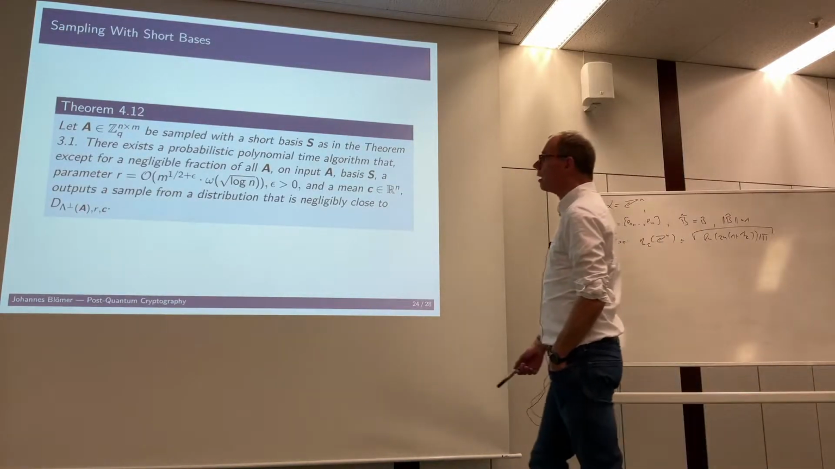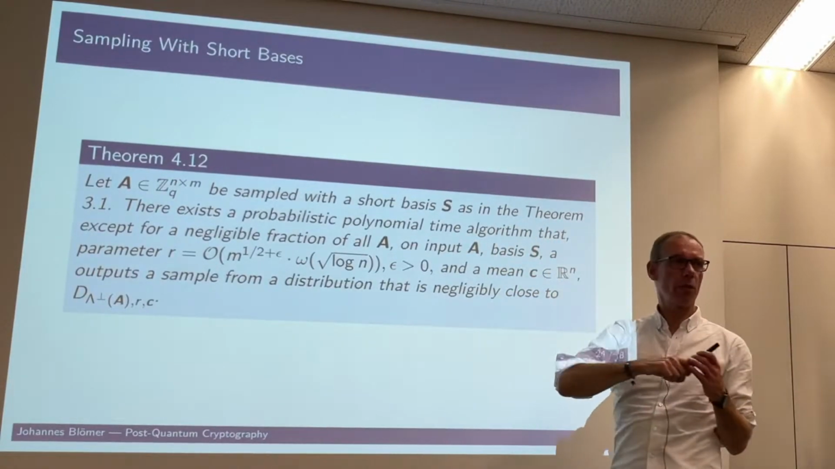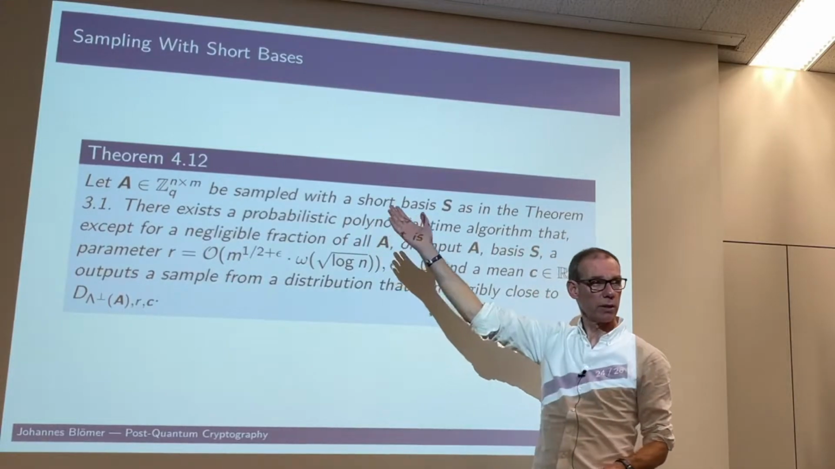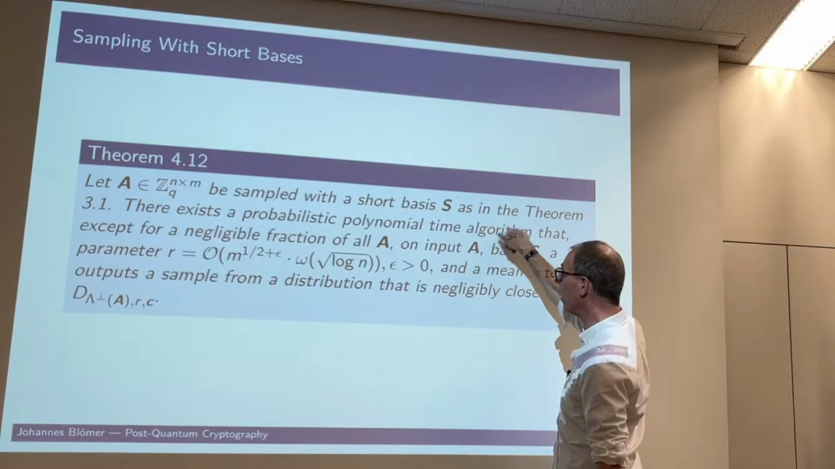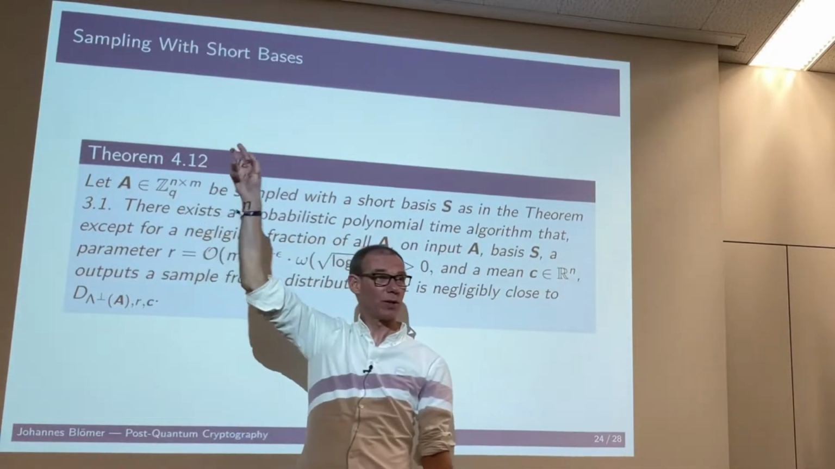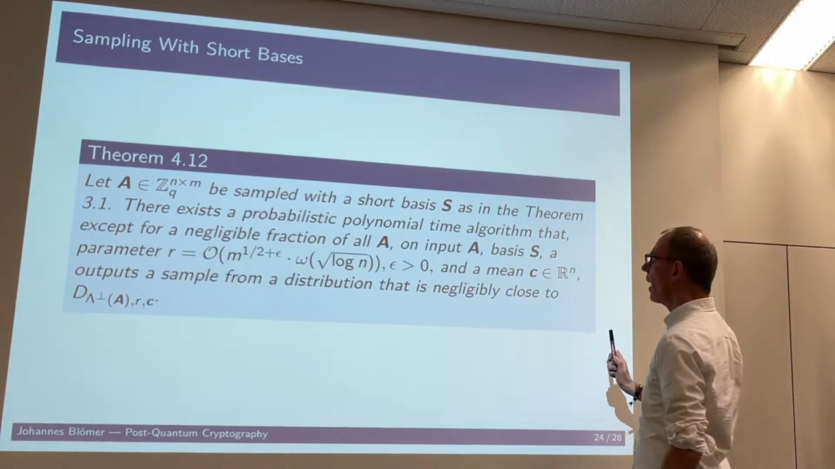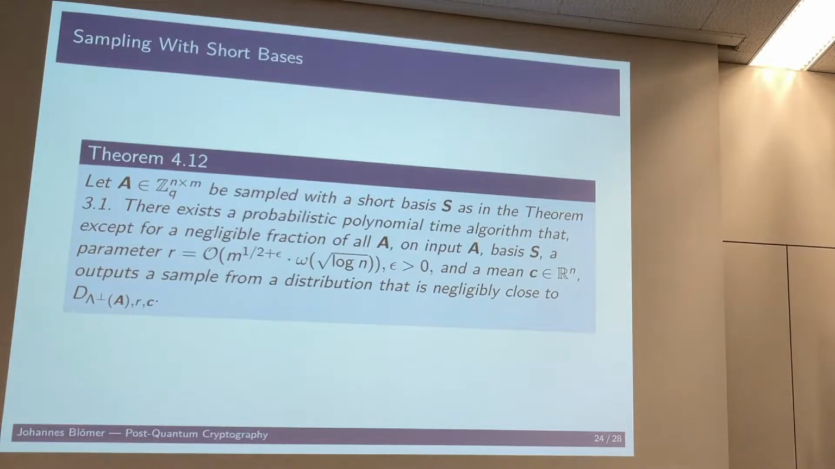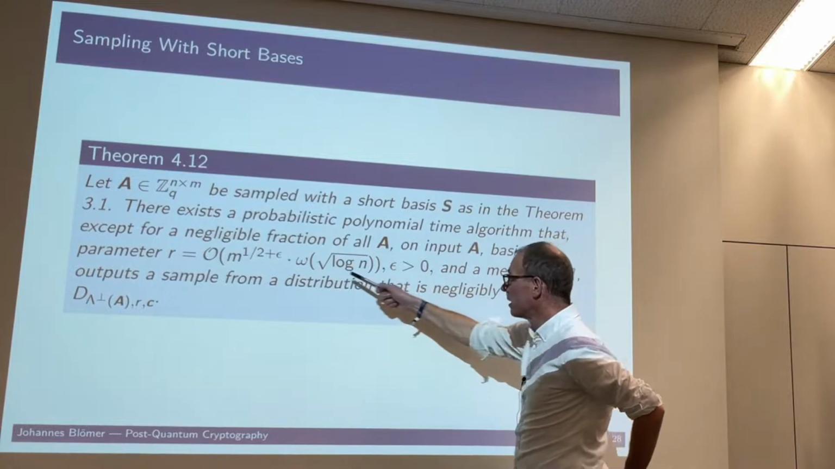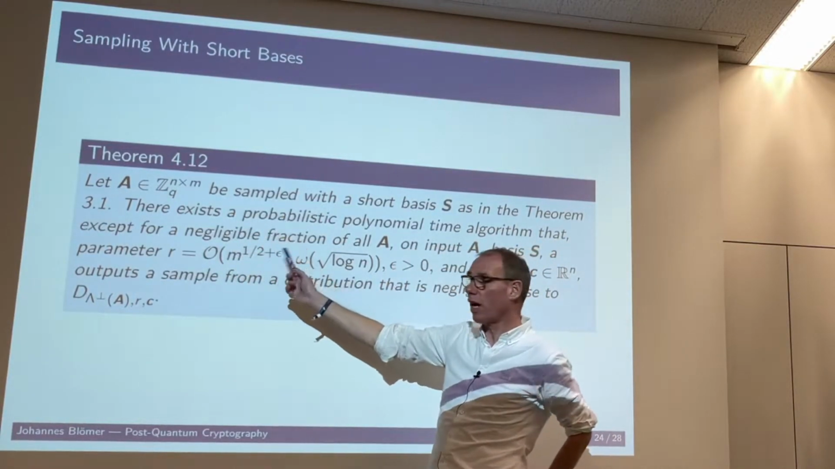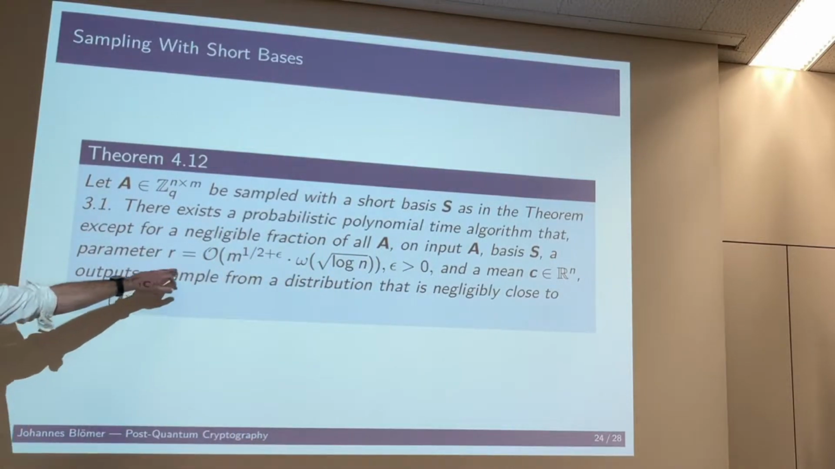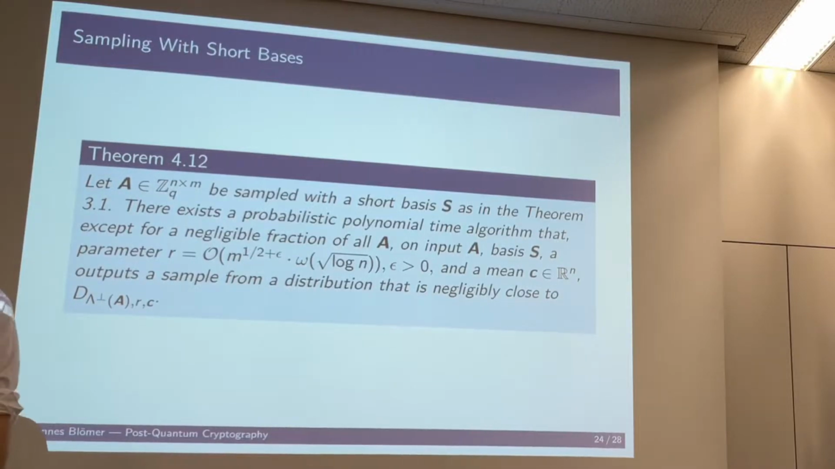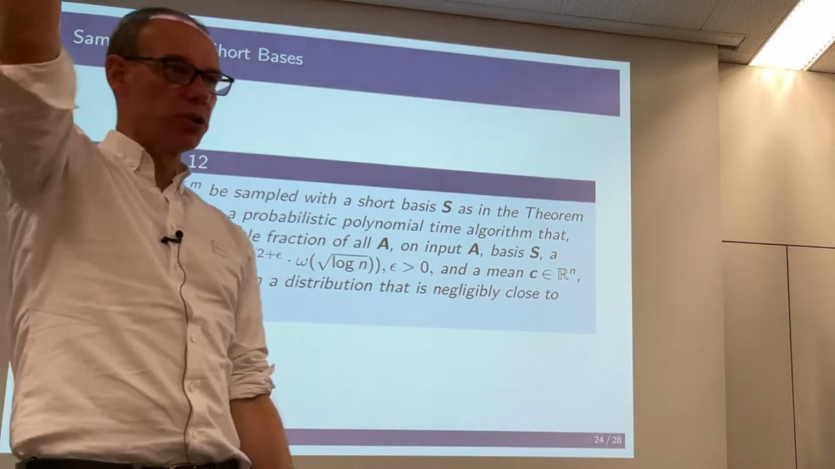And this says that when we sample A with a short basis, as in theorem 3.1, where we saw that we can get a matrix together with a short basis, where the matrix is close to uniform on the set of all matrices that we consider, then we can get a basis S that has length roughly m to the 1/2 plus epsilon for any positive epsilon. And then the parameter, previously it was S, now it's R, from which we can sample is of this type here, and the lattice from which we sample is lambda perpendicular of A, so all points that get mapped to 0 using A.